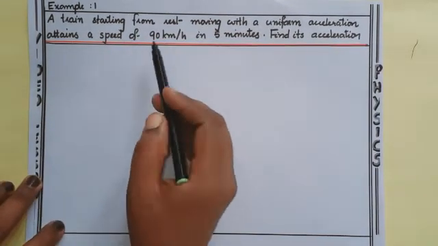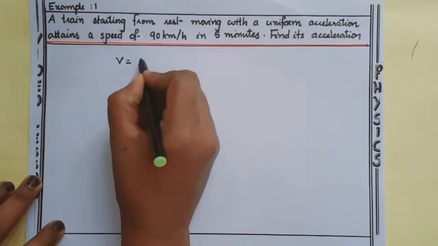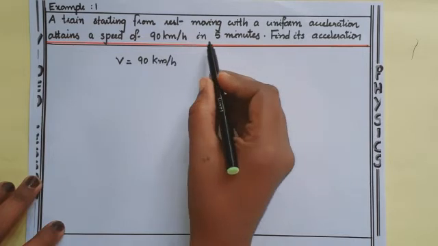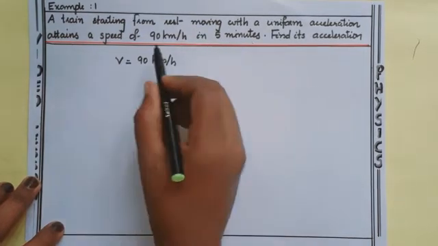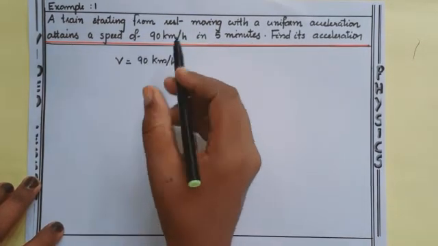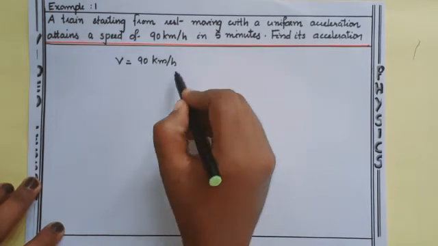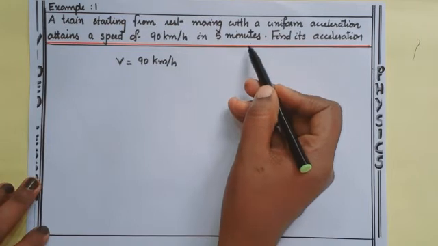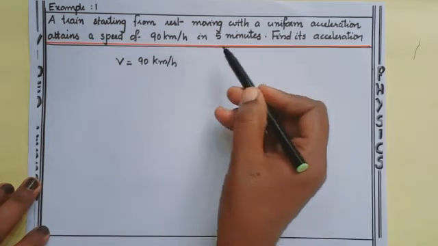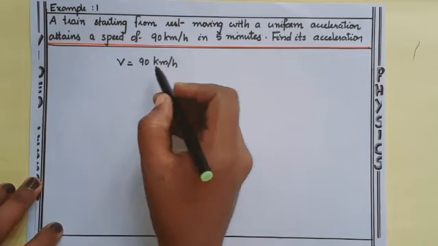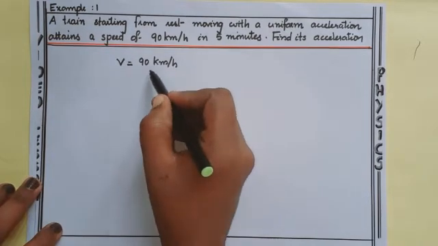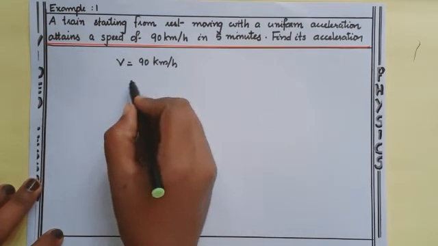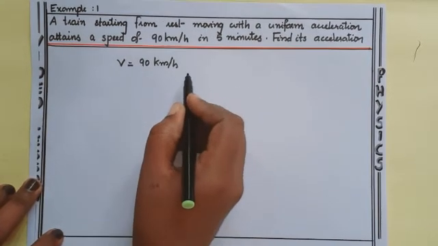Speed, what is the speed? V is equal to 90 km per hour, and the time is 5 minutes. Time is in minutes and speed is in kilometer per hour. Is the data in the same system of unit? No. So we have to convert both into SI unit. In the case of velocity or speed, what is the SI unit? Meter per second. So how can you convert 90 km per hour into meter per second?